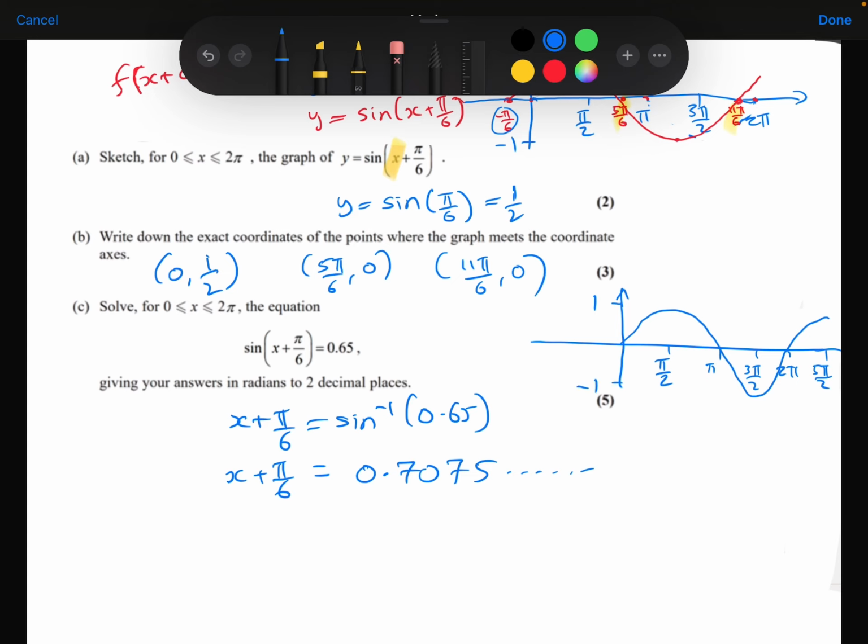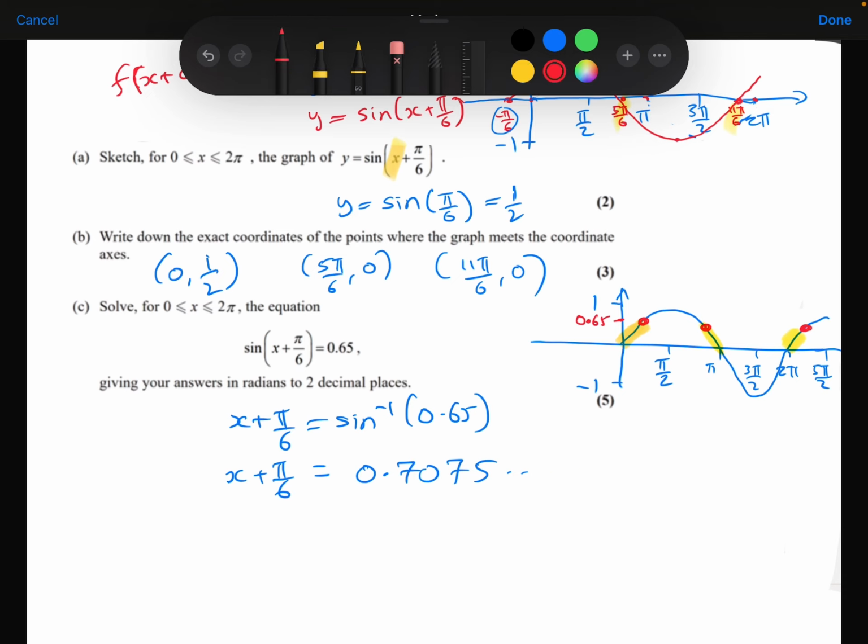So the 0.65 is about here, roughly. So I've got one solution here, one solution there, and I might have one solution over there, maybe. Maybe not, we'll figure it out. So I know that this is 0.7075, so therefore this is going to be 0.7075, and this is going to be 0.7075. So we know that one.